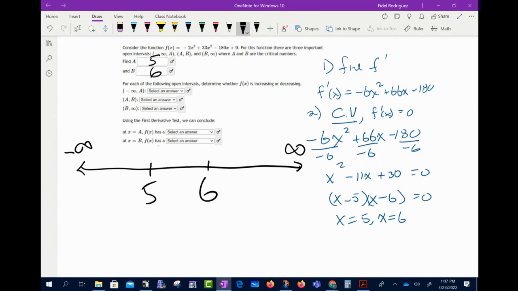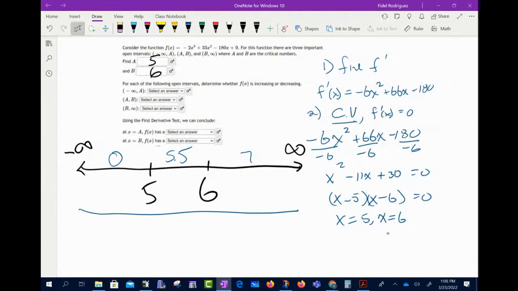Okay, now we're going to do our test numbers. I need a number smaller than 5. 0. We need a number between 5 and 6. 5.5. And we need something bigger than 6. 10, 7, 11, 21, whatever you want to use, right? Again, these are test numbers, you guys. The one thing I really want to emphasize, the test number is not important as long as it happens to fall in that interval, right? So it has to be something bigger than 6, or a number between 5 and 6, or a number smaller than 5.